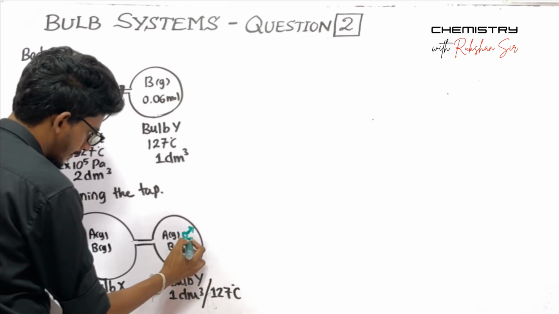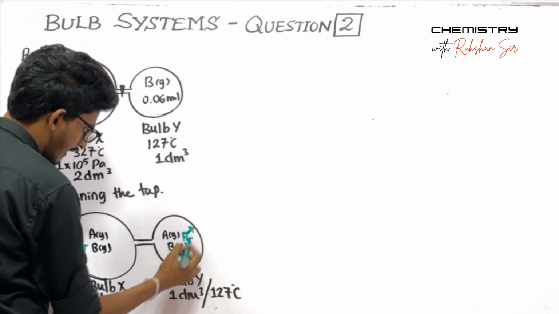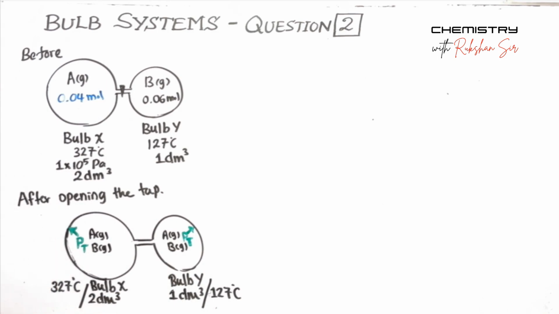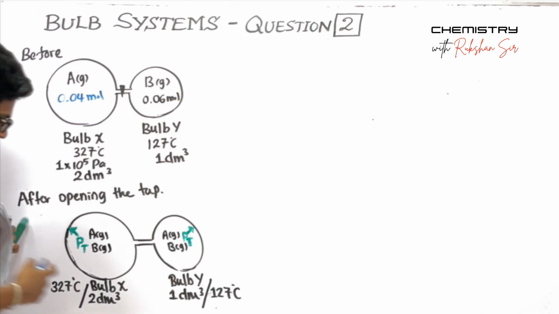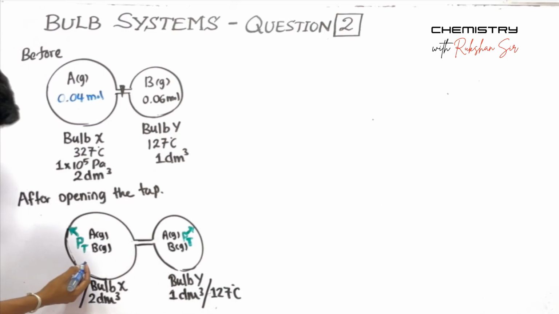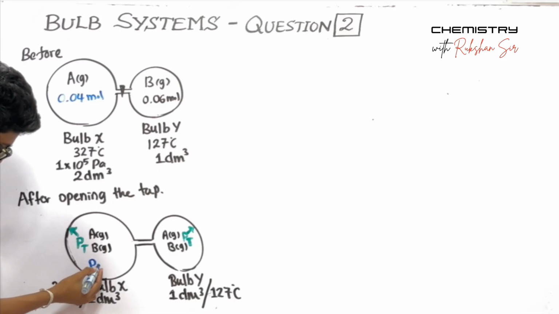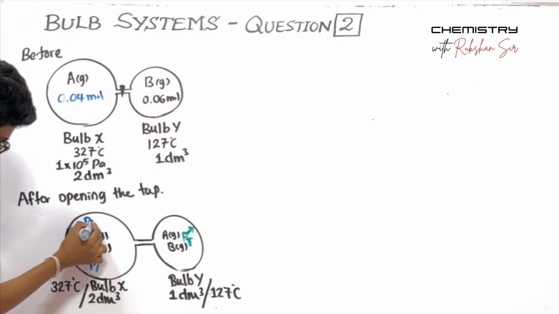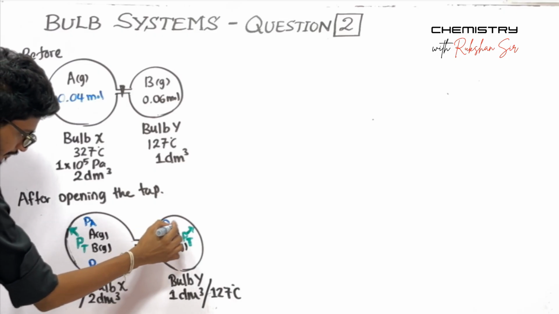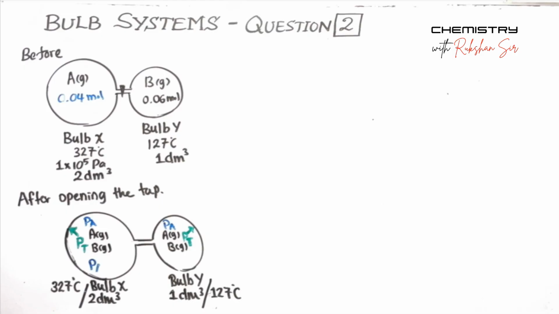So total pressure will be P total at both the bulbs. And with bulb X and bulb Y, we can assume the pressure by the gas A as PA and pressure by the gas B as PB, right?